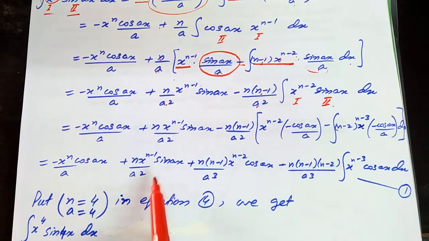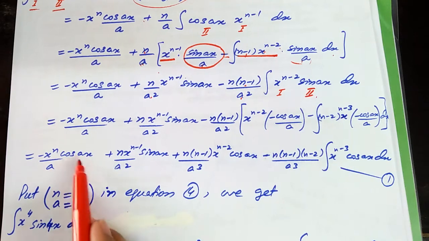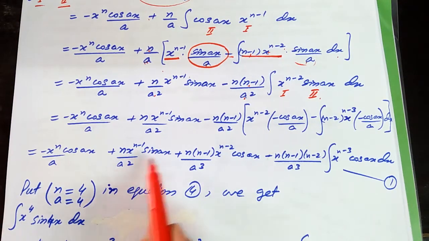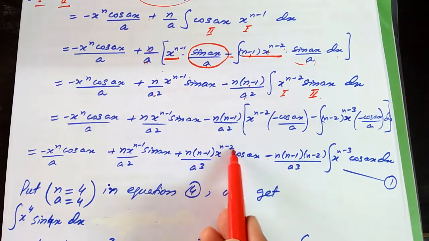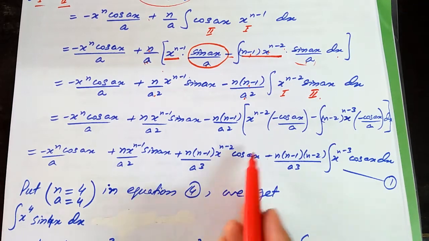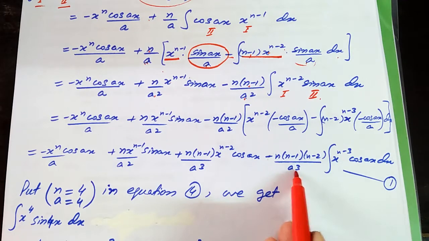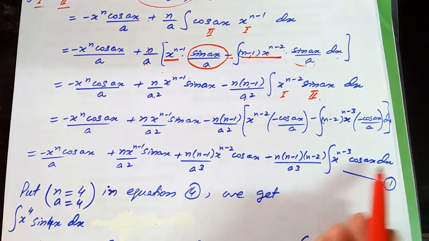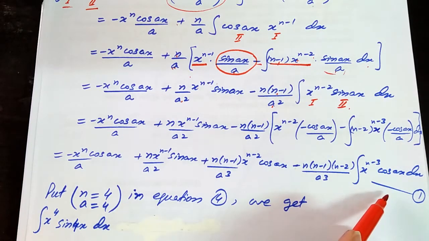Open the brackets, you will get the general formula as minus x raised to power n over a cos ax plus n x raised to power n minus 1 over a square sin ax plus n into n minus 1 x raised to power n minus 2 over a cube cos ax minus n into n minus 1 n minus 2 over a cube integration of x raised to power n minus 3 cos ax dx. Now let this equation be equation number 1.